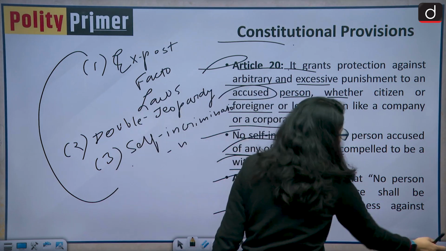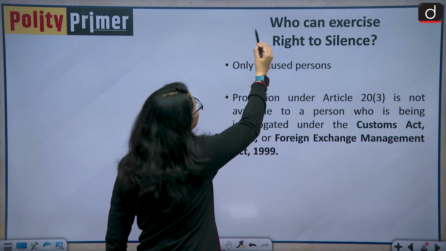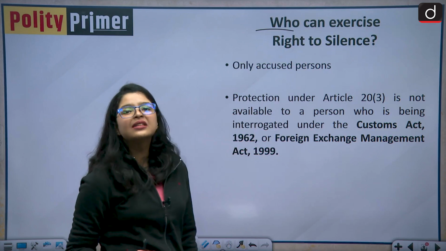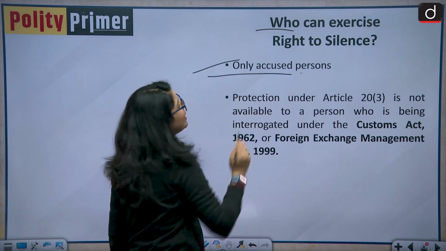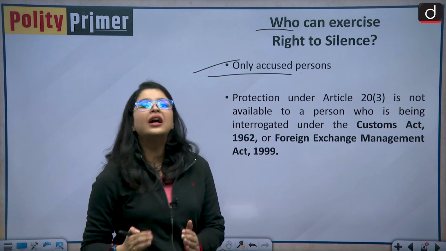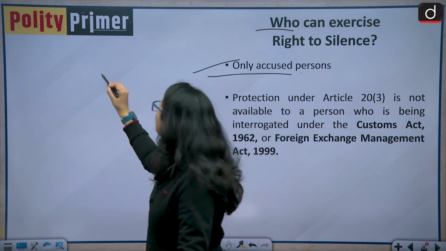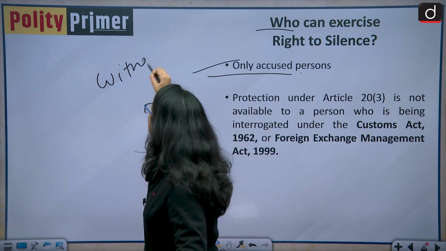Moving forward, let us analyze who can exercise this right to silence. So, the right to silence can only be exercised by an accused person. It cannot be exercised by a witness.